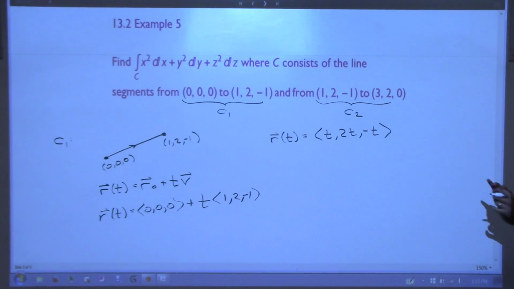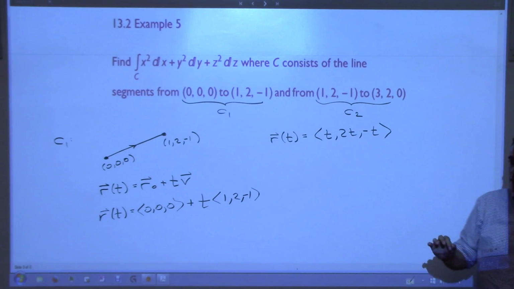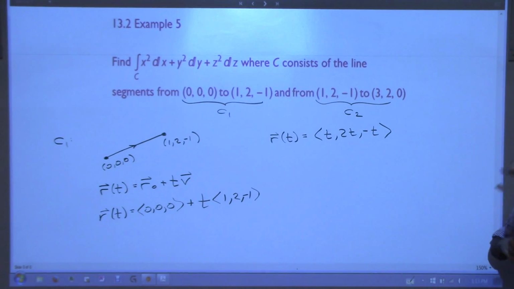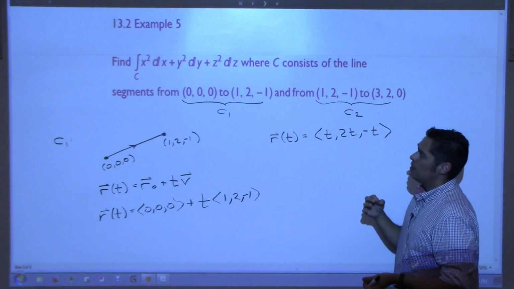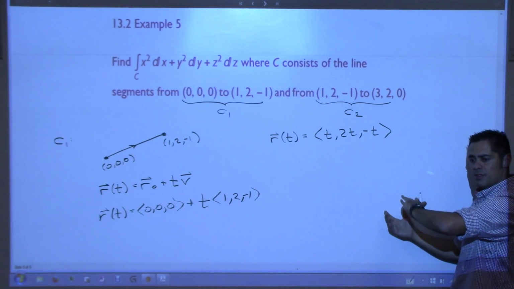So we're breaking up our C into two pieces, which means I can integrate along C1 first, then come through and integrate along C2. So I'll let you choose where we go from here. Would you like to go get C2 now, or do this integral over C1 first and then come back and do the C2 one later?